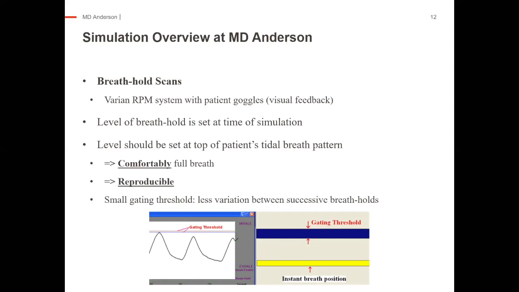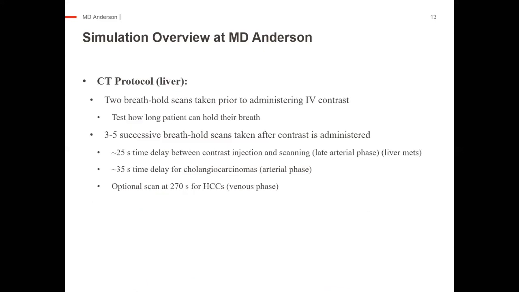All right, so this is our breath hold scan. We set the level. This is the RPM system, so if you have a different system, it will probably look a bit different, but the concept should be the same. So we have a CT protocol. This is for liver specifically.